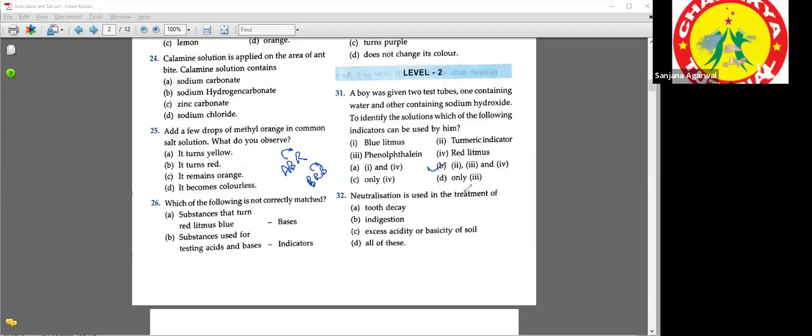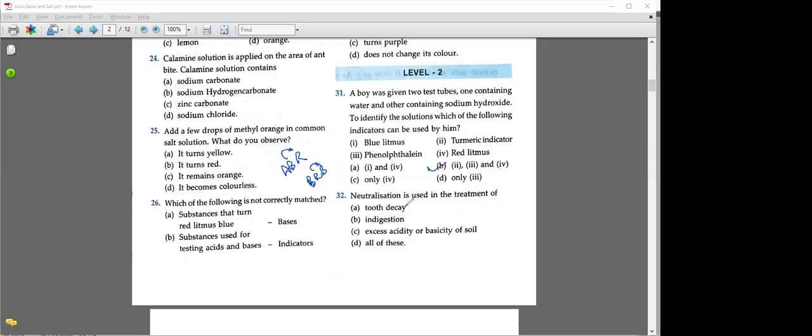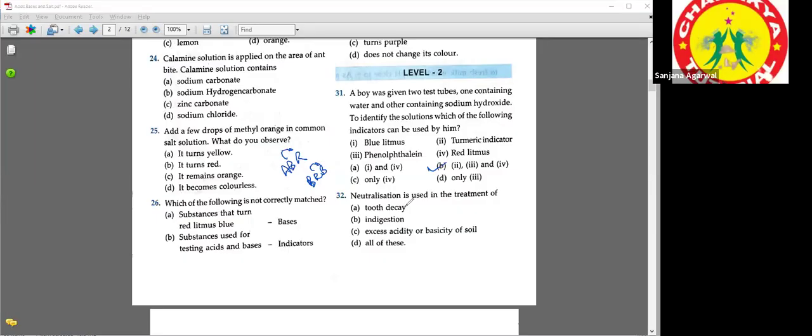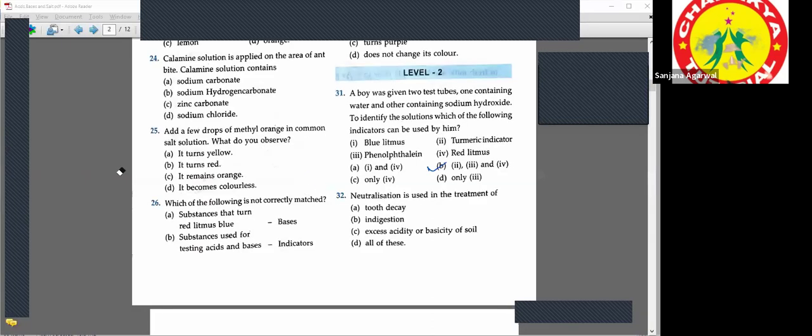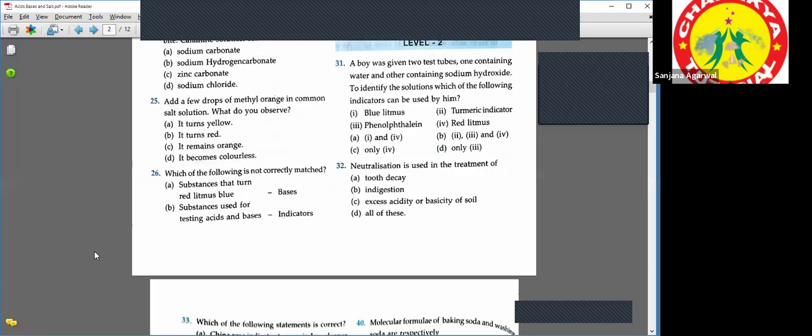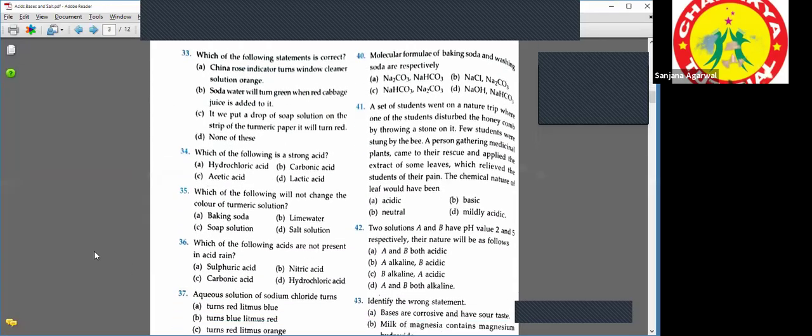Neutralization is used in the treatment of. Ma'am, is it all of these? All of these. 2, 3 also, indigestion, excess acidity, all of these. Good. Question 33. Which of the following statements is correct?